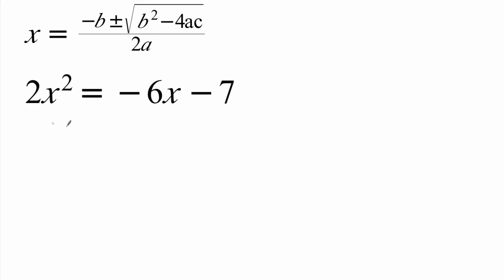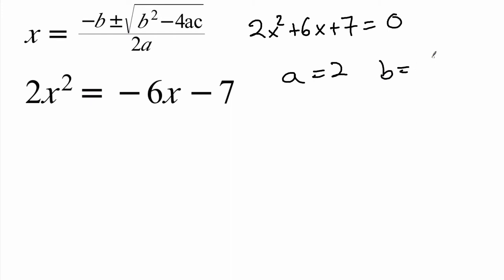Okay, so we're going to do the same thing again here. You need to rewrite it so that it's in standard form, 2x squared plus 6x plus 7 equals 0, so that you can identify your a, b, and c values. After you have a, b, and c, you can plug them into the quadratic formula.